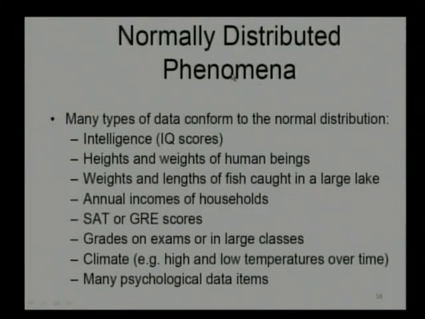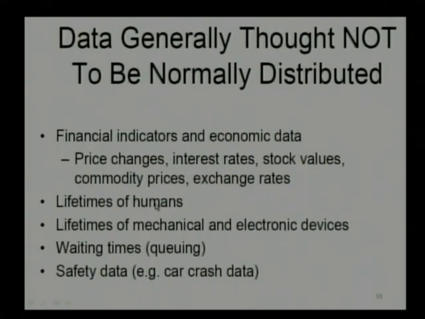Now let us discuss normally distributed phenomena. Many types of data conform to the normal distribution. Examples: if you are gathering data for intelligence or IQ scores, it will follow a normal distribution. Similarly data of height, weight of human beings or any animal also follows the normal distribution. Weight and length of fish caught in a large lake or in a sea will also follow normal distribution. Annual incomes of households, SAT or GRE scores, grades in exams in large classes, climate and many physiological data will follow normal distribution.